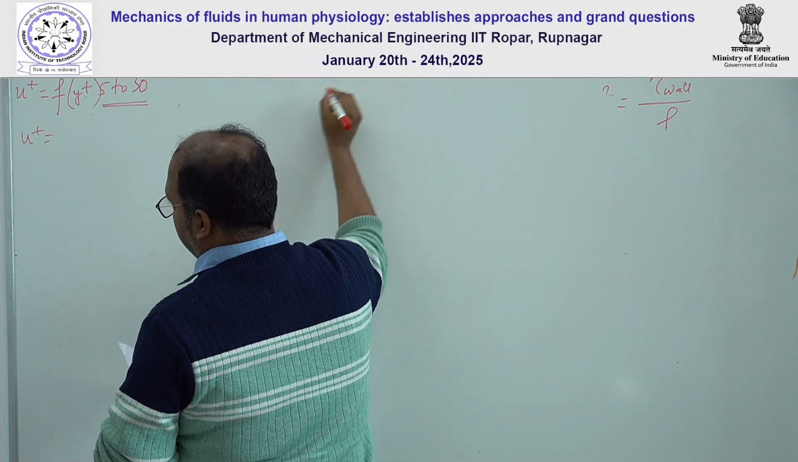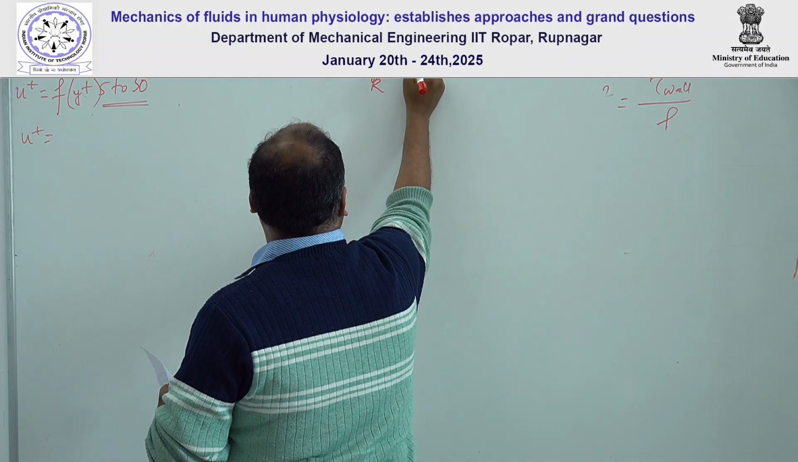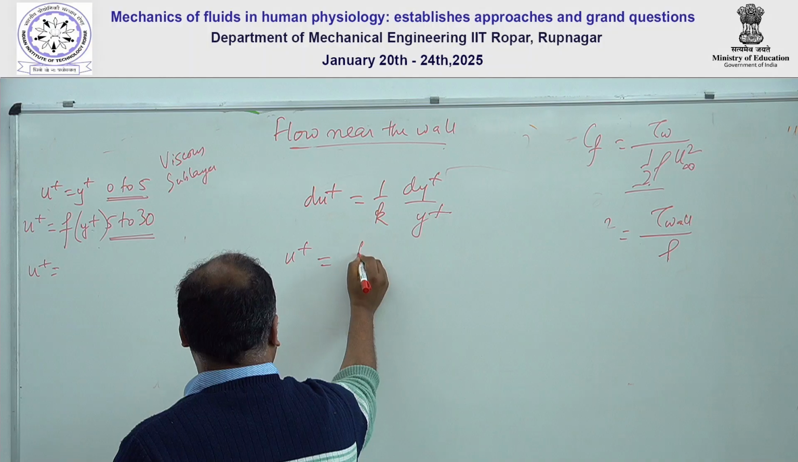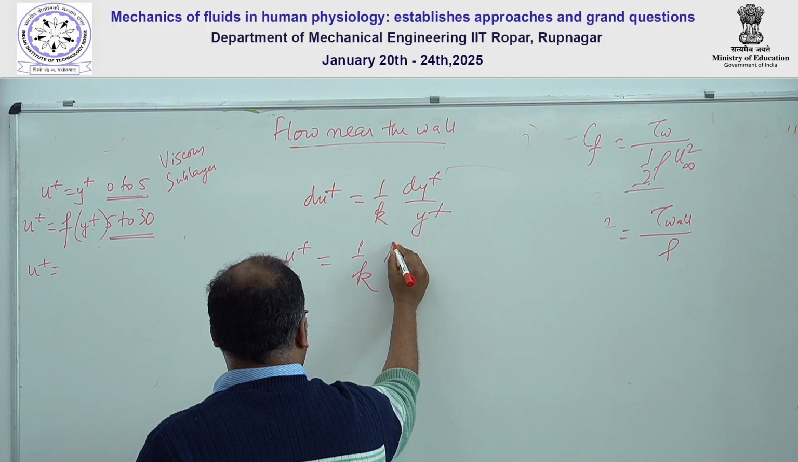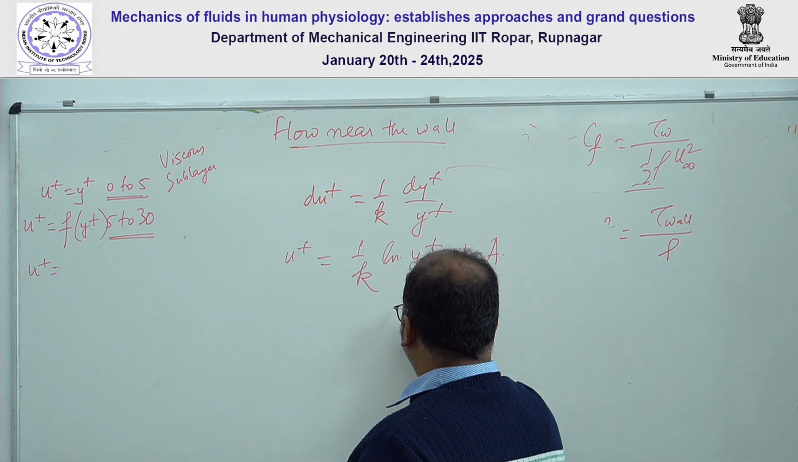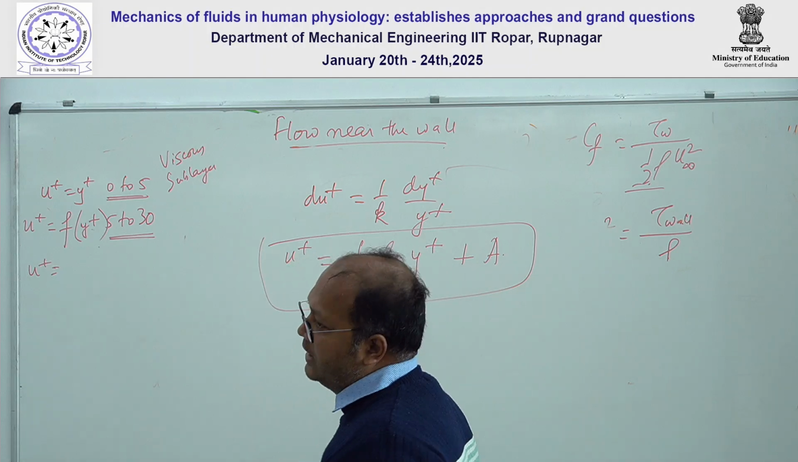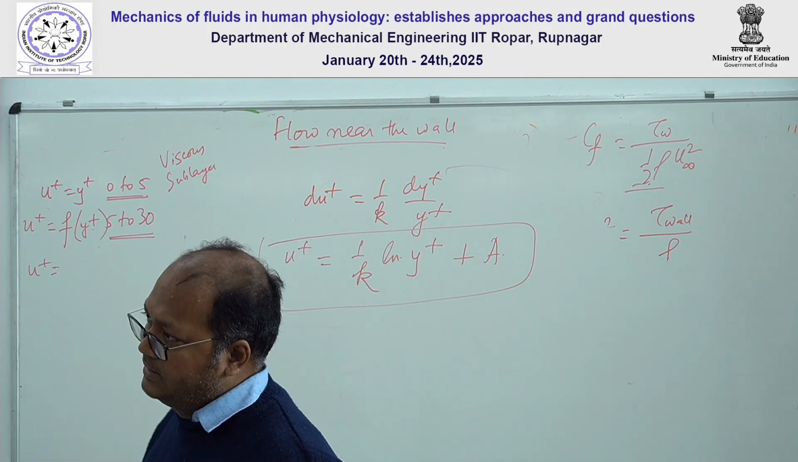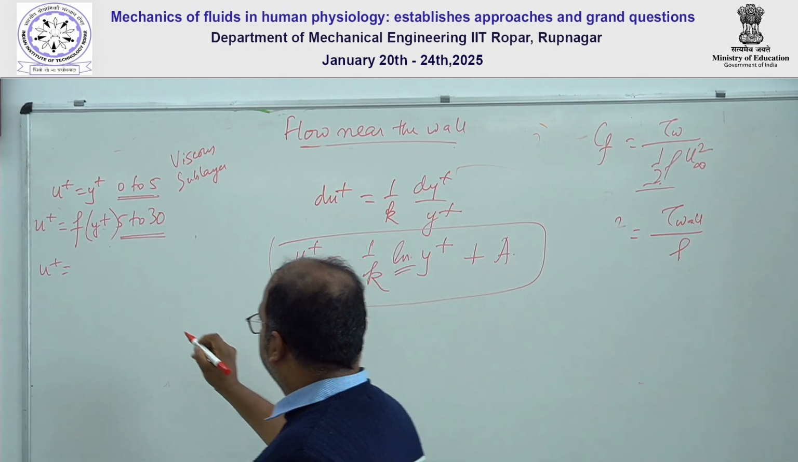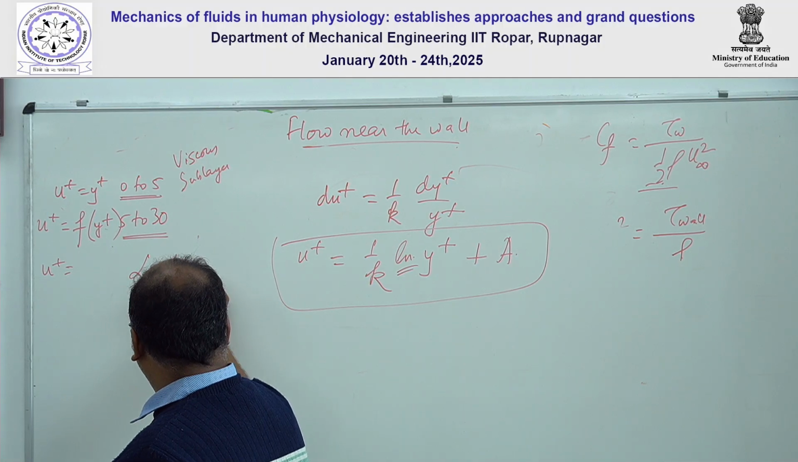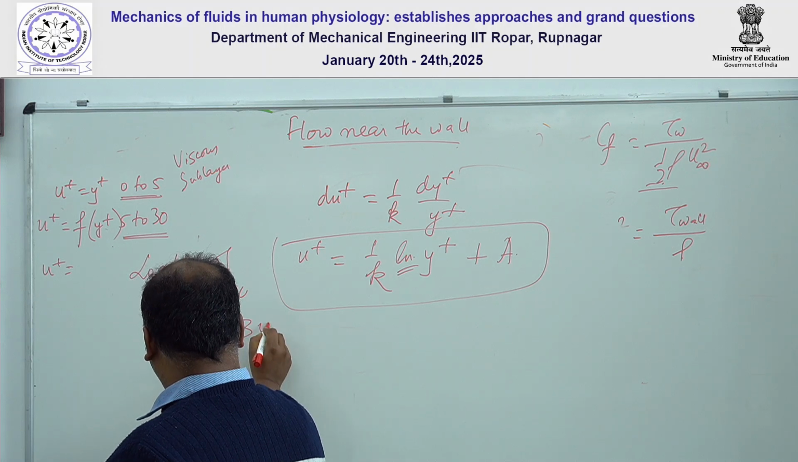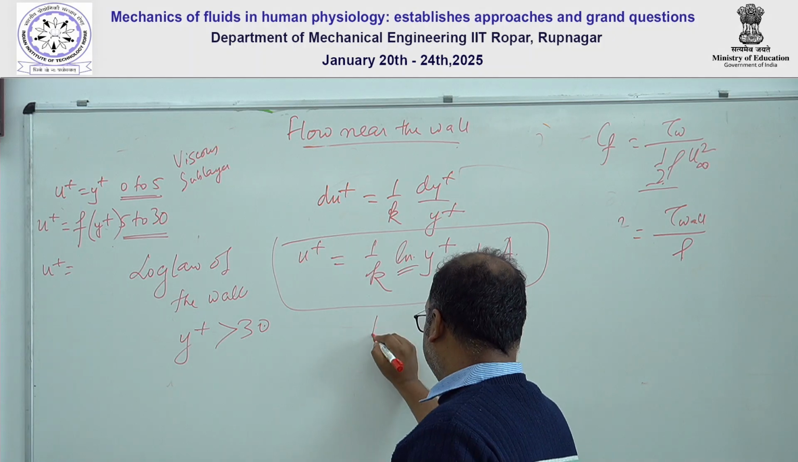So du plus equals 1 by k times dy plus by y plus. Following that, you can carry out the integration: u plus equals 1 by k ln y plus plus a. So as you can see, outside the viscous region there is a logarithmic dependence on y plus. Since there is a log component involved, it is called the log law of the wall, and it is generally observed for y plus greater than 30.